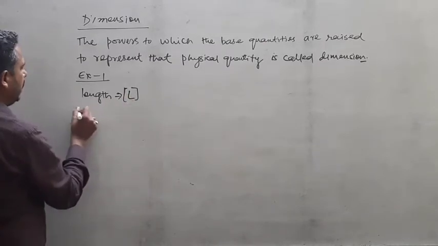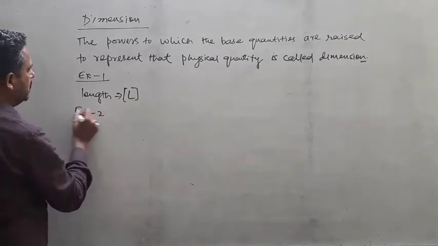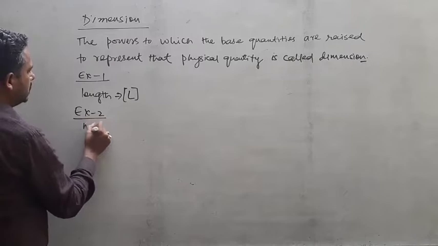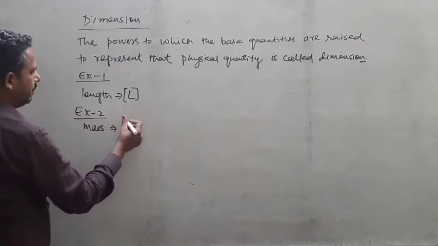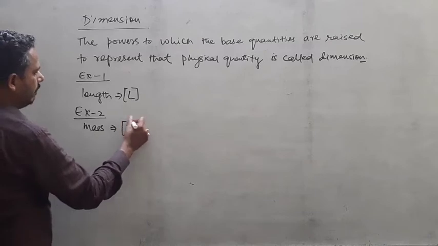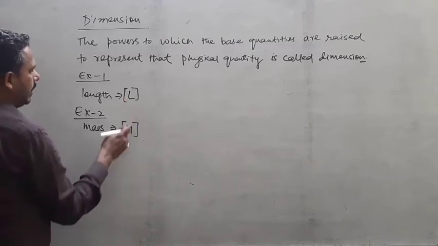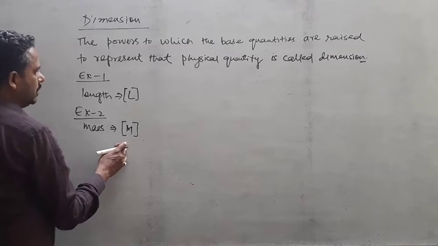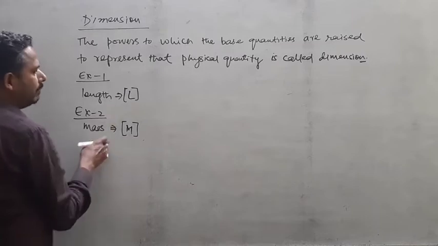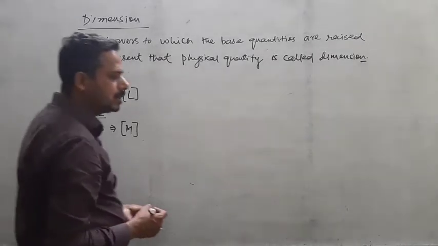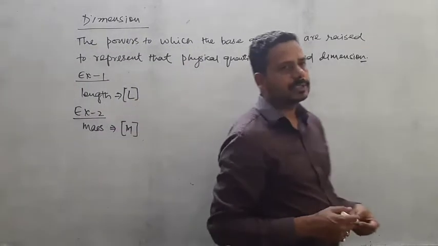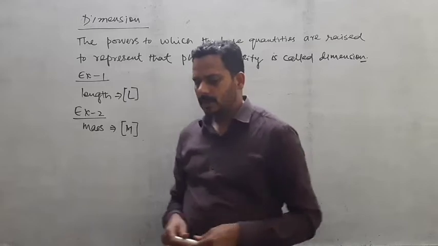Accordingly, I am just taking example 2. Suppose mass. This mass is also represented in its dimension by M. So L and M are the dimensions of length and mass. Now accordingly we will see the dimensions of fundamental physical quantities.